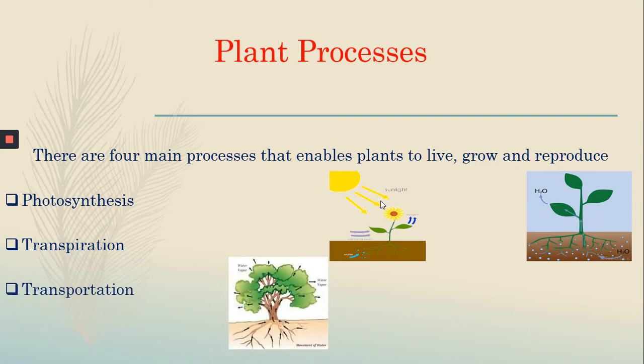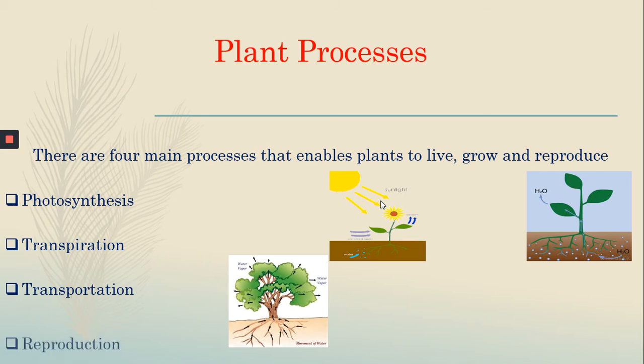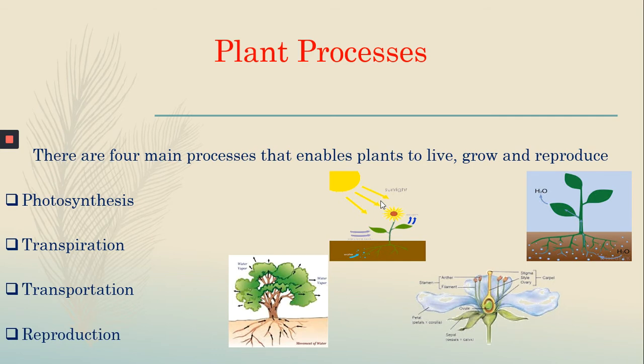The third one is transportation. Transportation involves the transportation of water through all parts of the plants, and the transportation of food as well, and of carbon dioxide and sunlight to all parts of a plant. In the last one, we have reproduction. Reproduction means to produce new ones. It is related to the seeds of a plant, the seeds that come from the flower as well as those you can buy from the market.